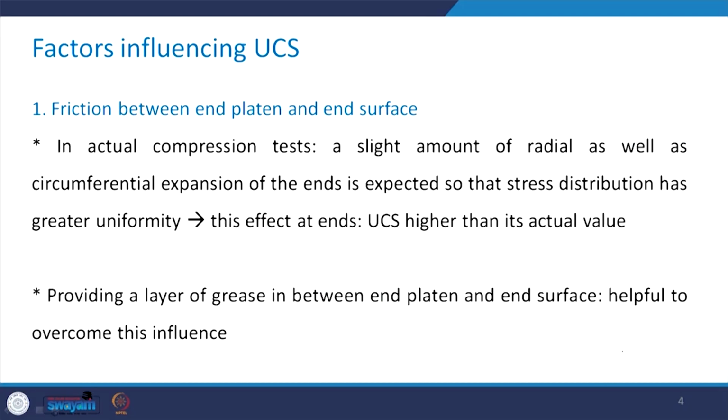So, what happens in the actual compression test is that a slight amount of radial as well as circumferential expansion of the ends is expected, so that the stress distribution is more uniform. So, this effect at the ends gives rise to a higher value of UCS than its actual value. It is all because of the presence of biaxial compressive stresses or strains in the zones which are near to those contact surfaces.